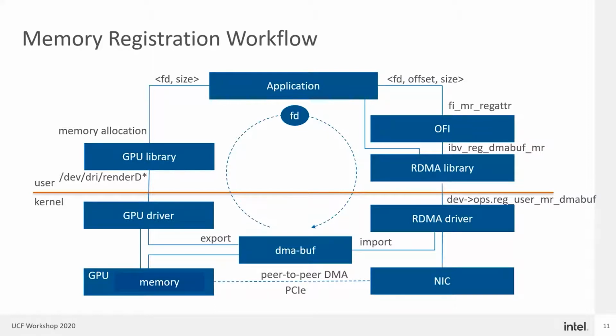The application gets this file descriptor and also information about the offset of the buffer that is going to be used for the RDMA operation, because it might not be the entire DMA buff, it could be just a subset of it, and all the size information. All this information is passed to the various levels of user space library. In the picture, we show the OFI and RDMA library, and then it is passed to the RDMA driver in kernel space. The RDMA driver will import the DMA buff and set up the NIC, and finally the NIC will do peer-to-peer DMA transactions with the GPU memory.